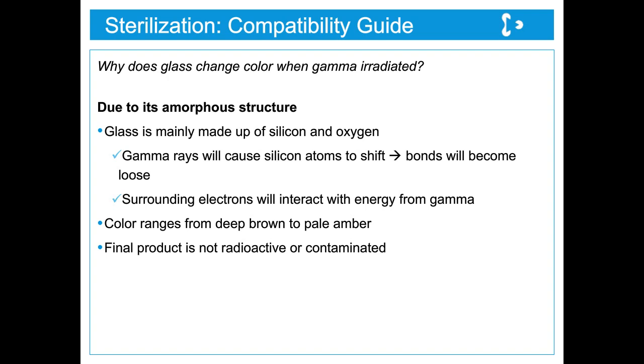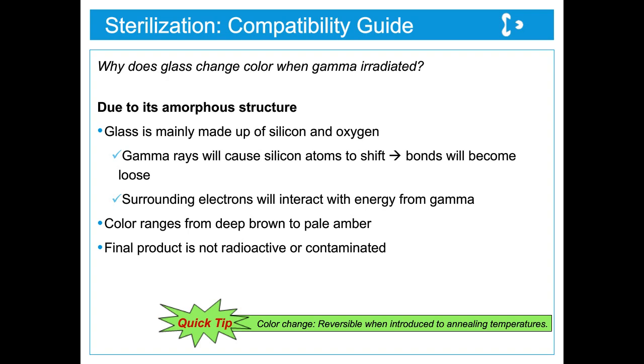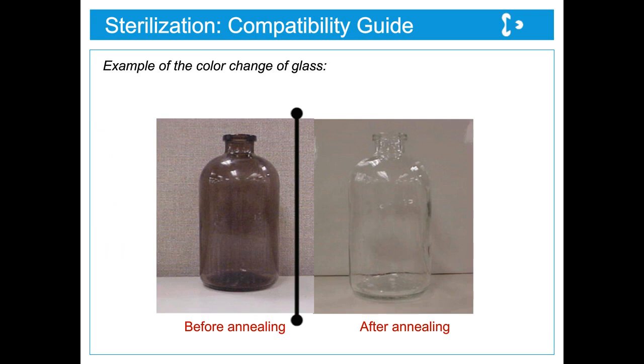This takes me to my last quick tip of the session, which is the fact that the color change is reversible when it's introduced to annealing temperatures. And I'll show that in this slide here. What I have is, on the left, a molded container that was gamma irradiated. It was originally clear, and you can see it changed color from clear to this amber color. We annealed it at roughly 600 degrees Celsius, and it was able to turn back to its original color. Now, this is something you would never do. It's just an experiment we wanted to do to show that sterilization methods can affect different material compositions, and that heat does play an important role with material compositions.